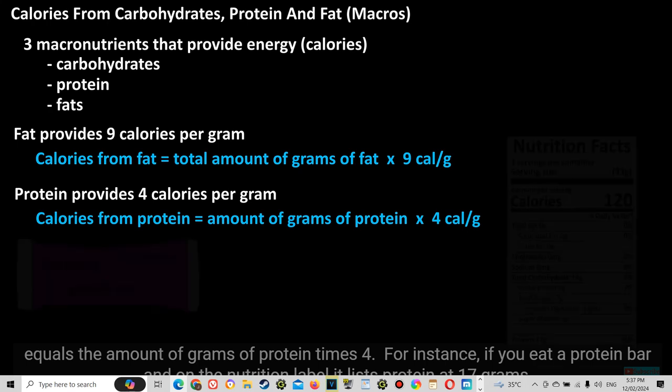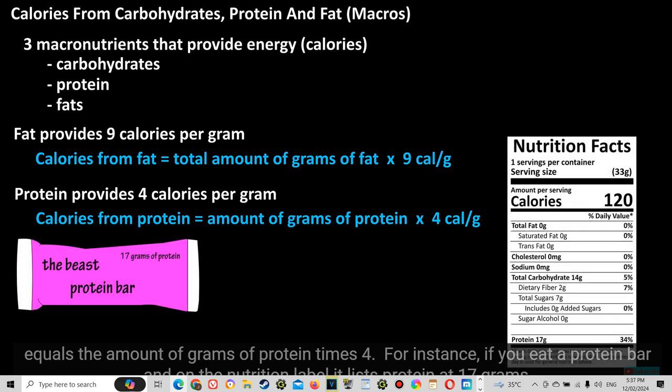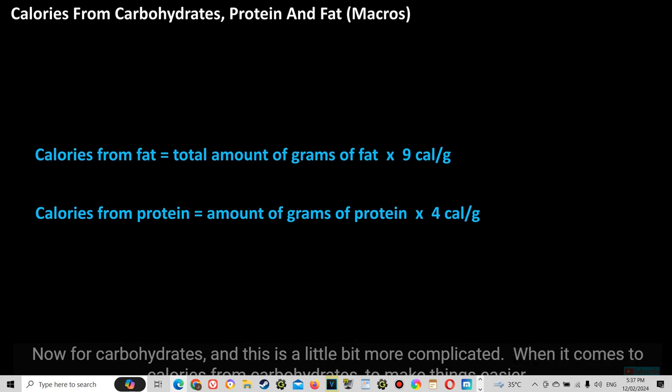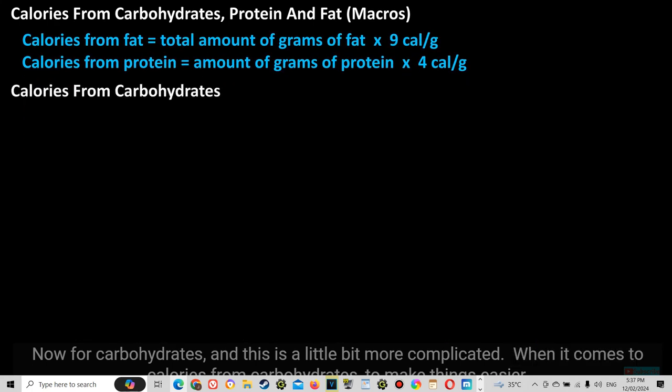For instance, if you eat a protein bar and on the nutrition label it lists protein at 17 grams, to calculate the number of calories from protein, it would be 17 grams of protein times 4, which equals 68 calories from protein. Now for carbohydrates, and this is a little bit more complicated.